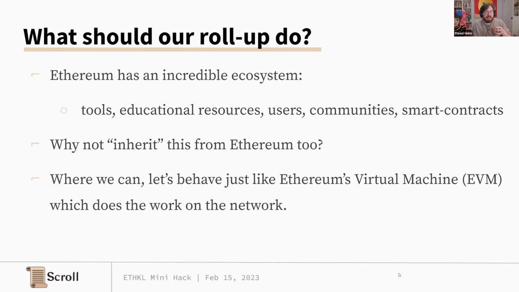And so that's kind of what we're looking at, right? Where we can, we should make our rollup behave as closely as possible to the Ethereum virtual machine. And the EVM is that which does the work in the network. There's all this other stuff about the communications and everything else. But the apps that we're writing and the smart contract code, that's all going through the EVM. And so that's really the core of the network, the seed that we can reuse in order to maintain all this incredible ecosystem benefits.